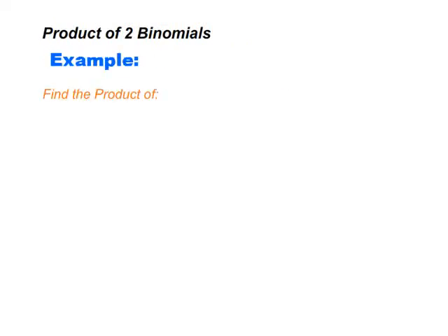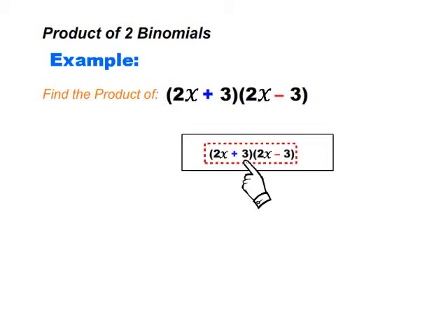Let's have a look at this example. In this example, we want to find the product of (2x plus 3), and this is multiplied with (2x minus 3) in the other bracket. This expression and this other expression are exactly the same, except that they have opposite signs. We have a plus sign in this bracket and a minus sign in the other bracket.